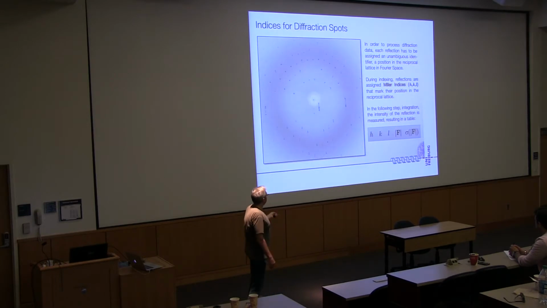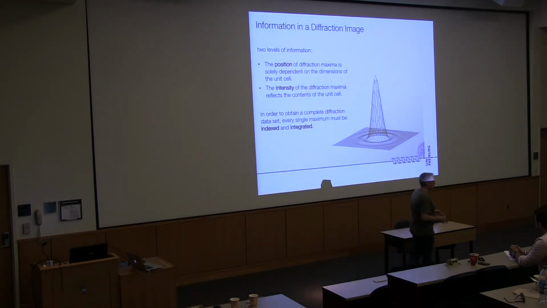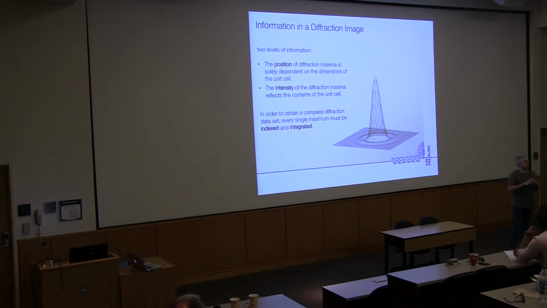Okay? And if we do this right, then we will have our data sorted in exactly the way that we need to put it into the formula for the Fourier transform. So there are two parts of information in each reflection. One of them is where is the reflection, the position of a reflection, and that exclusively depends on the geometry of the unit cell.